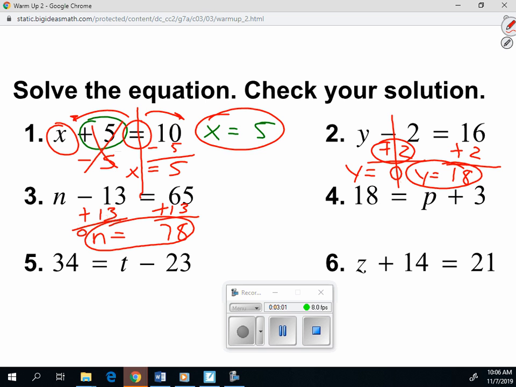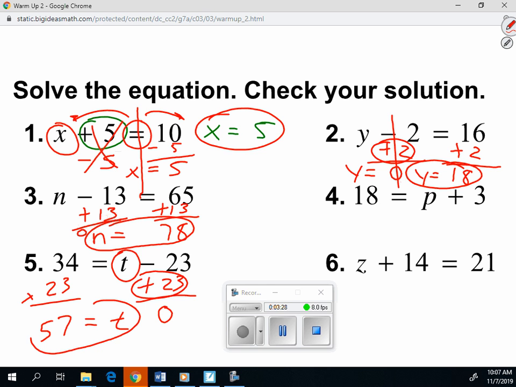Okay. Let's skip down. Let's do number 5. I got a little more room on number 5 right here. It's written a little bit differently. We have a positive t. That's what we want. We want this t by itself. We have a negative 23. We're going to have to add 23 to each side. That'll give me 0 over here, which is what we want. And then we have t over here. If we added 23 here, we got to add 23 to the other side of the equal sign. 4 plus 3 is 7. 5 plus 3 plus 2 is 5. So 57 equals t.